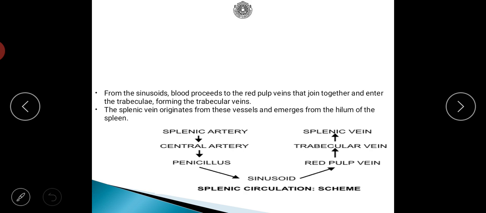So here is the schematic representation, or flow chart, of the splenic circulation, mentioned here as the splenic circulation scheme. As you observe here, the blood flows from the splenic artery to the central artery, then to the penicillus, then to the sinusoids, and from the sinusoids to the red pulp vein, then to the trabecular vein and finally to the splenic vein. So this is the importance of the study of circulation in the spleen, and with this I have completed the details of the histological structures, or features, of the spleen. Thank you.